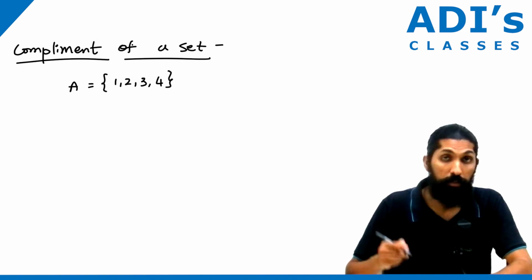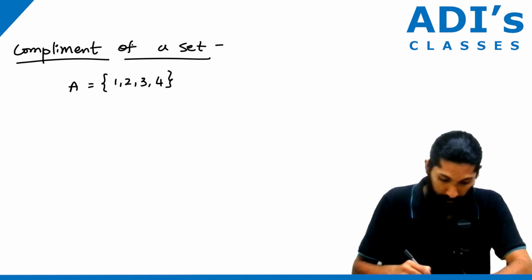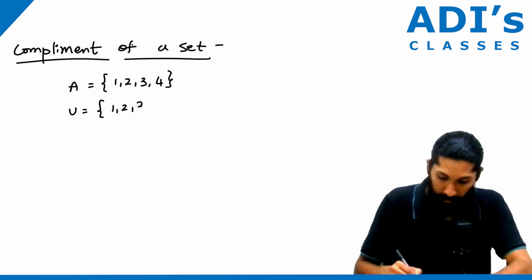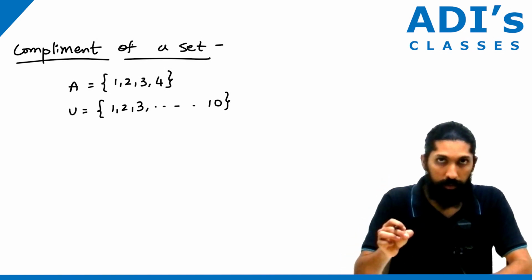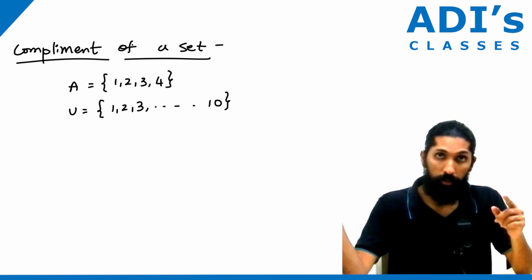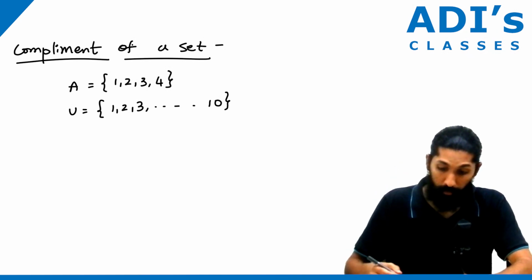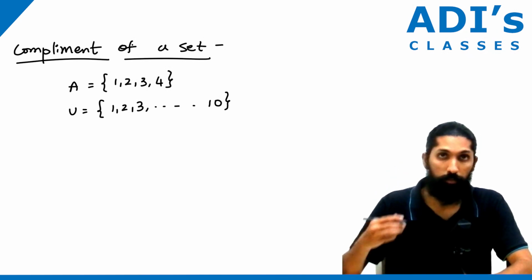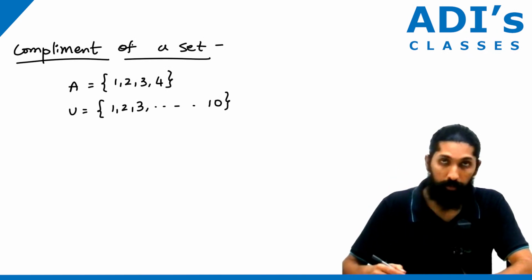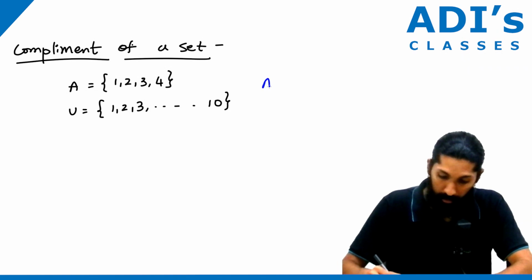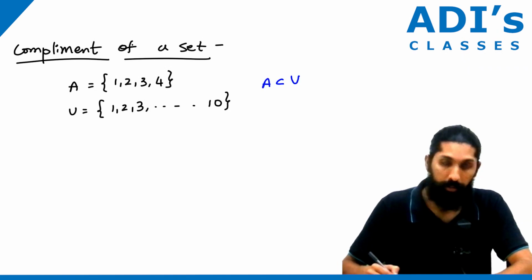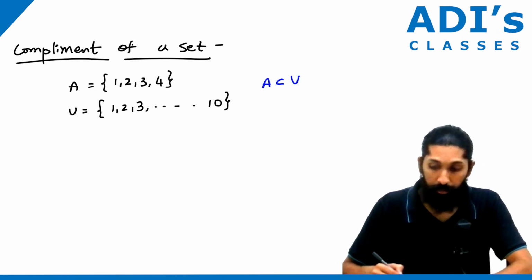And set A is a part of a universal set U, which is 1, 2, 3, and so on till, let's say, 10. We have a universal set which goes from 1 to 10, and set A is 1, 2, 3, 4. Now what you can conclude from this is that A is a subset of U, correct? A is a subset of U.